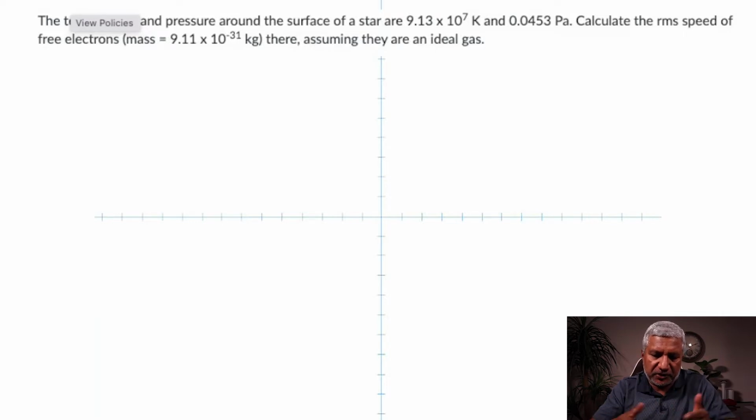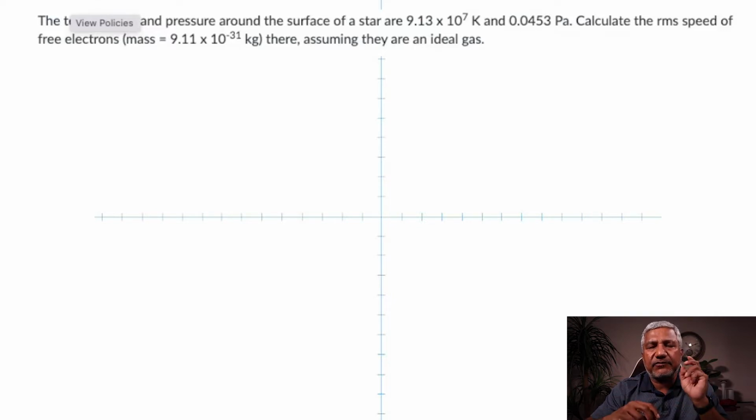Okay, but look at this. The pressure here is so small. And it says calculate the RMS. Now, RMS stands for root mean square. Root mean square speed of free electrons. Mass of the free electrons is given. Let me tell you what root mean square speed means.